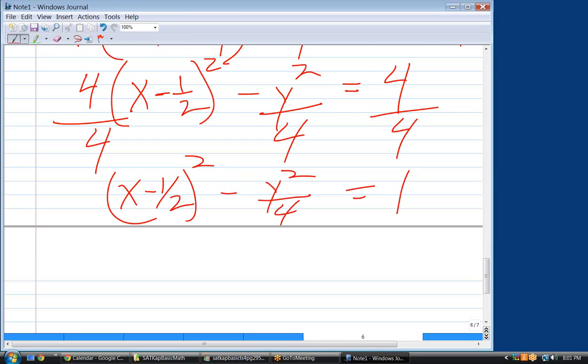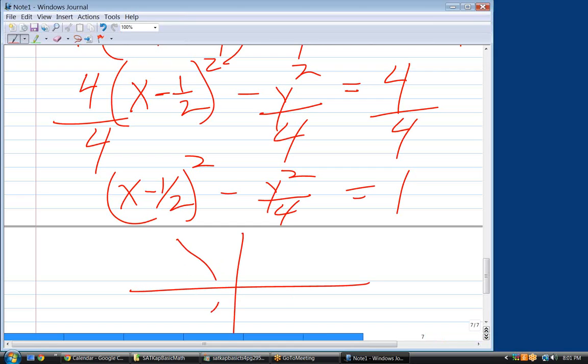Is this vertical or horizontal? It's not based on A and B, it's based on which variable has the negative sign in front of it. So this one is going to be horizontal. In other words, this one is going to look like this, as opposed to vertical. And A is always measured between the two vertices. In other words, A is the distance from the center to that vertex right there. If it were vertical, it would be measured vertically.